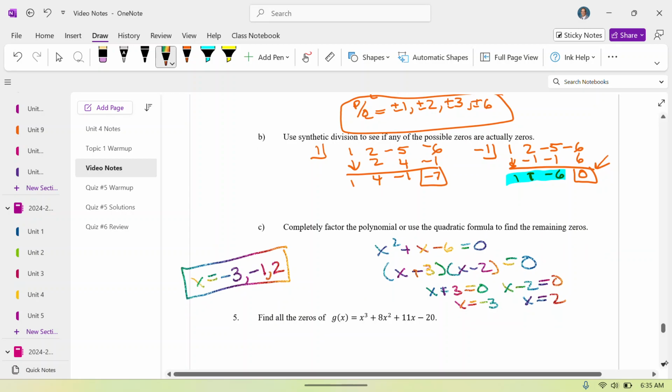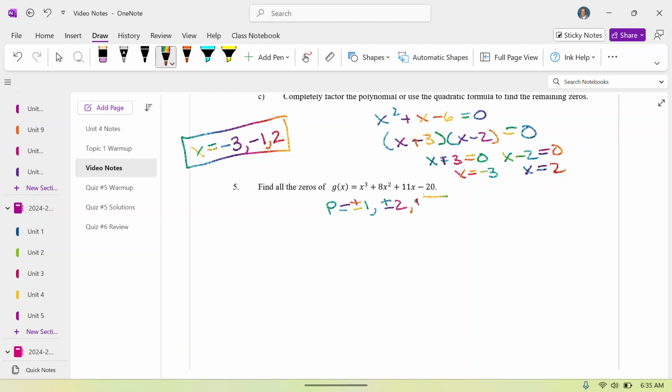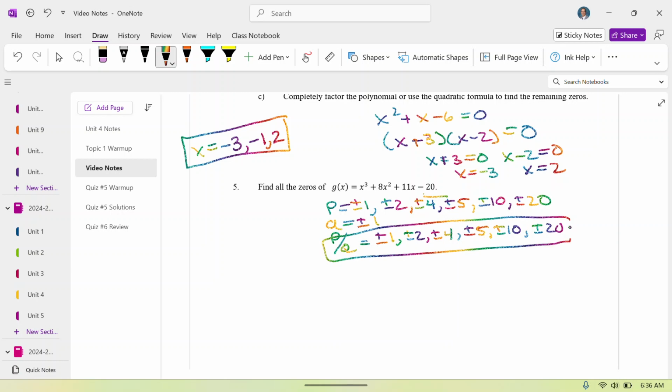So let's look at the next one. So now here, the factors of 20 are plus or minus 1, plus or minus 2, plus or minus 4, plus or minus 5, plus or minus 10, plus or minus 20. The factors of q are just plus or minus 1, so that means p over q is just plus or minus 1, plus or minus 2, 4, 5, 10, and 20. So this is the list that we're going to go for. This is our possible. So now, starting with 1, we have to do the synthetic division.